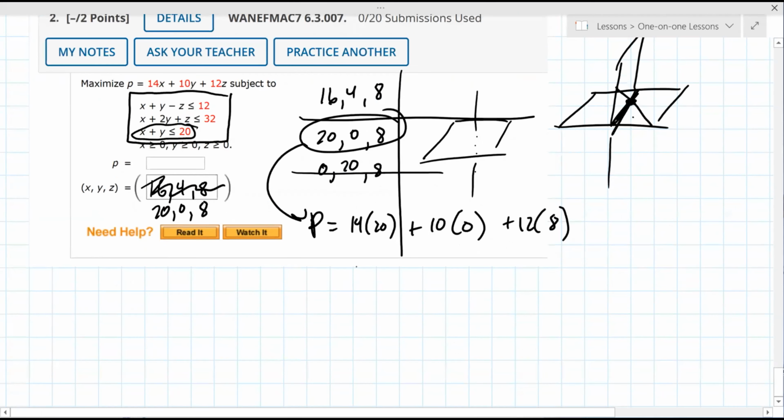I'm sure we'll need a lot more discussion on this. But that's 280 plus 96. Looks like it's 376. Didn't like that either. My goodness. That followed from the solution that they gave, 20.